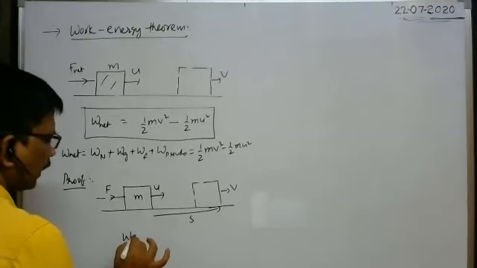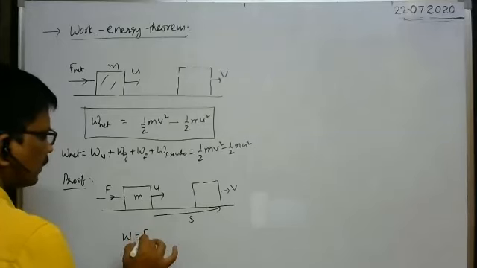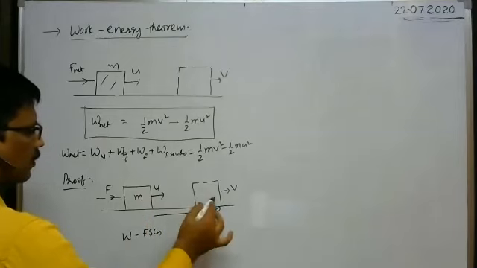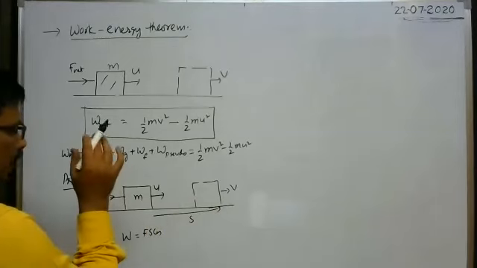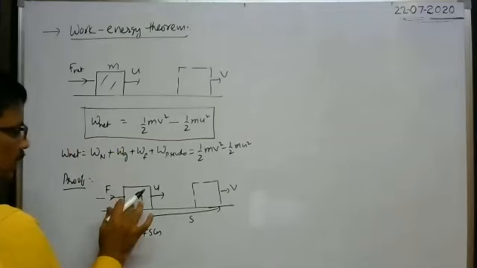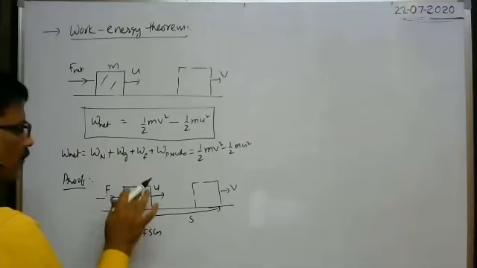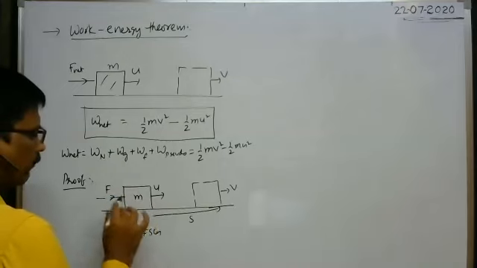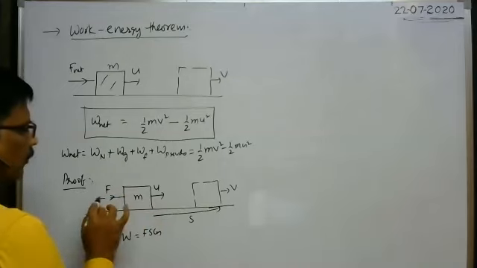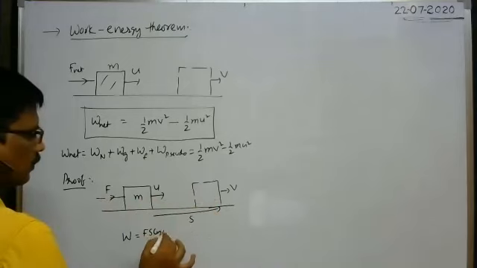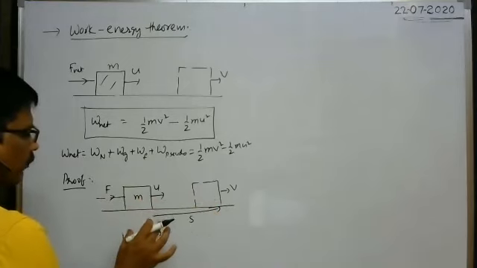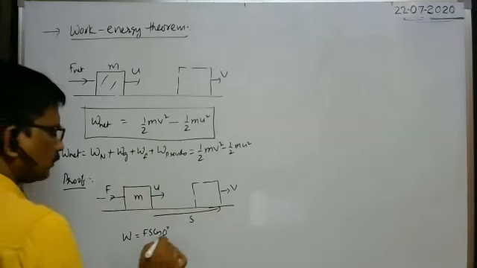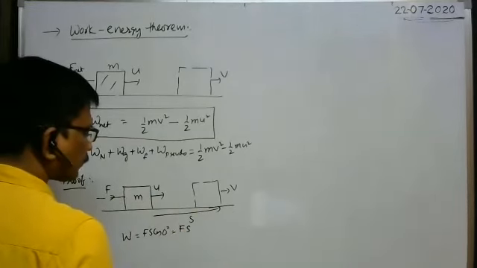Work done by the force on the body, W is equal to Fs cos theta. Force is in the same direction and displacement is also in the same direction, because when a net force acts on a body, the body always travels along the direction of the applied force. That's why it is Fs into cos 0, since the angle between force and displacement is 0. It is the net work done by all the forces on a body. This is equal to F into S.